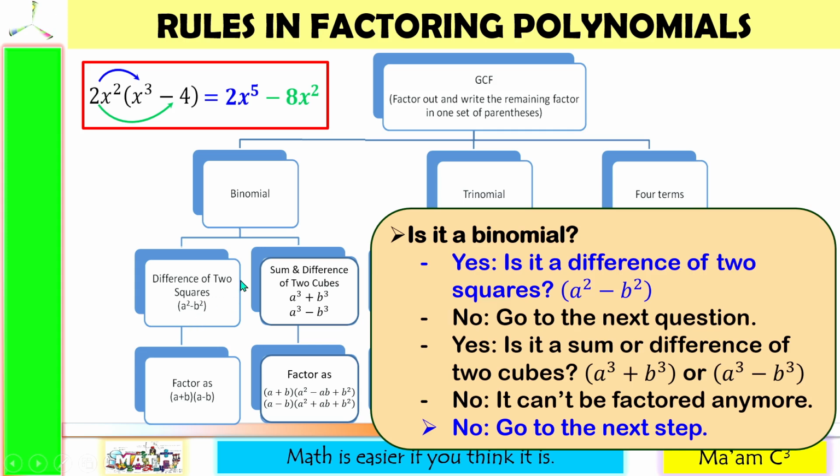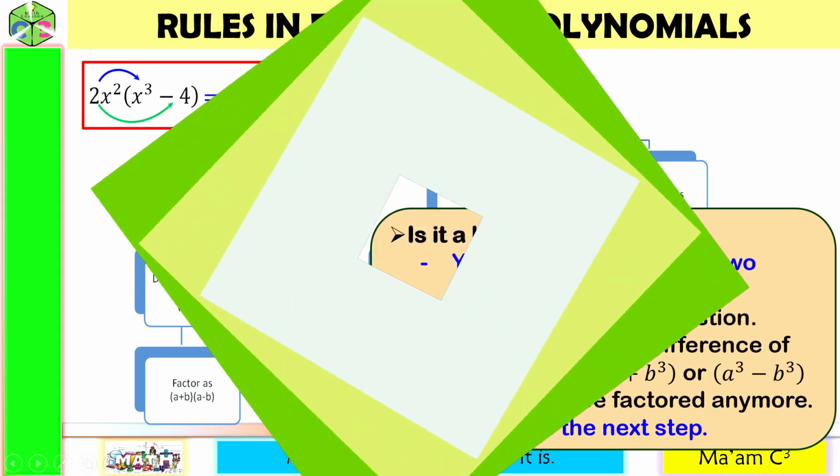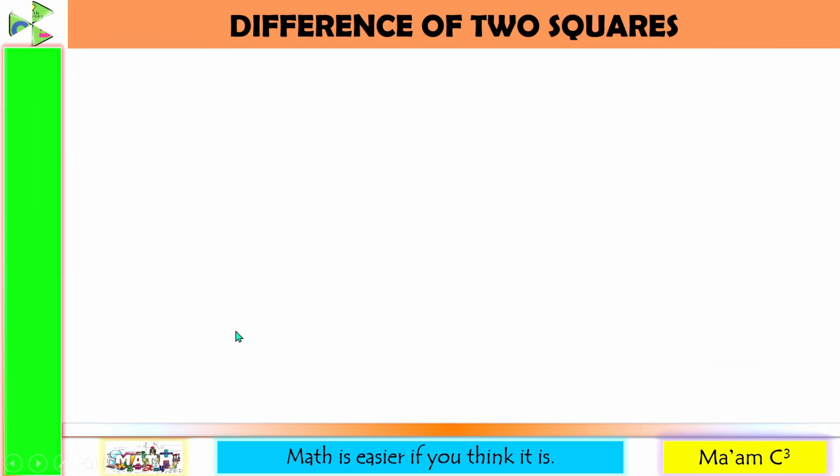I will teach you how to factor difference of 2 squares. In symbol, this is a squared minus b squared. Difference because of the operation subtraction here. And 2 squares because of the 2 exponents that are both squared. Now, how do we get the factors?